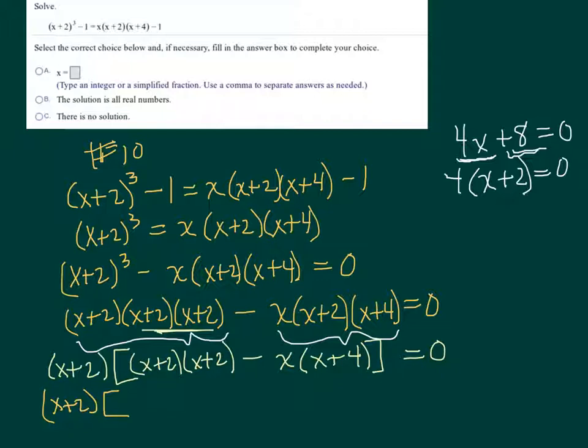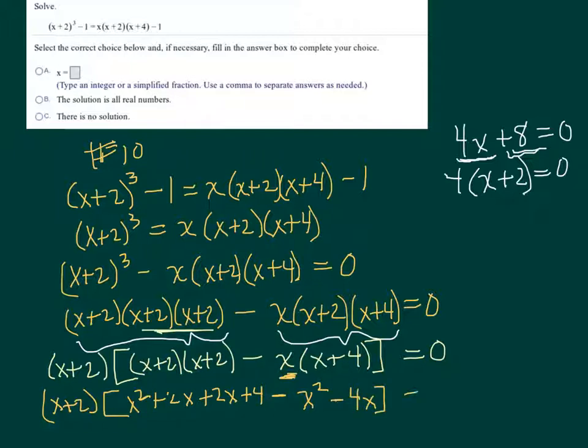And what we are going to get is x squared plus 2x plus 2x plus 4. And then when we distribute our x here into that other factor of x plus 4, we'll get a minus x squared, because it's a minus x, sorry. We'll get a minus x squared minus 4x.